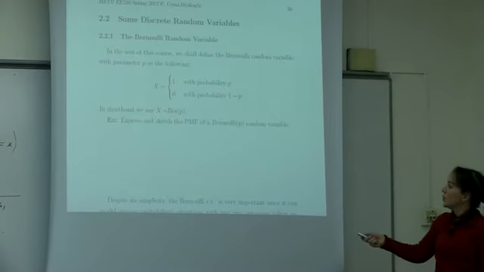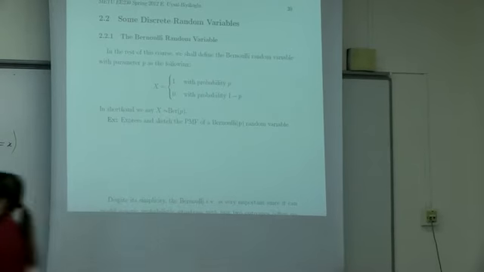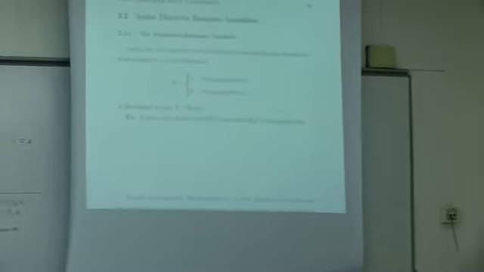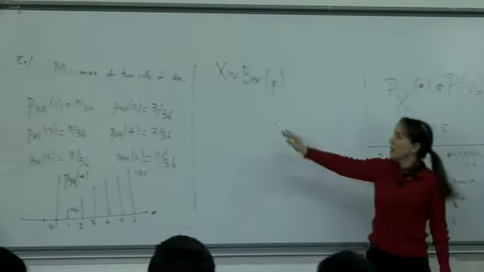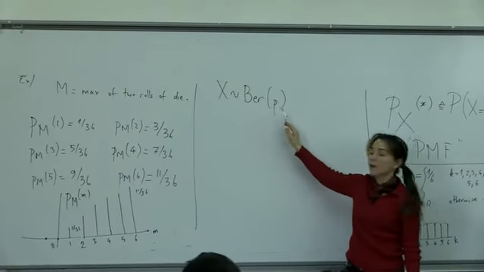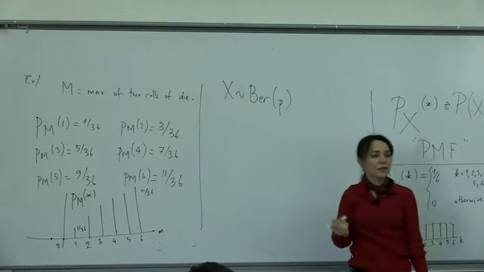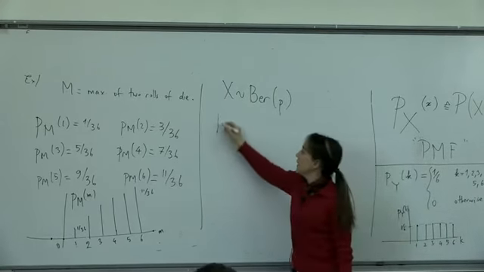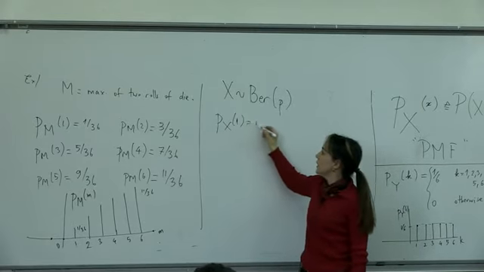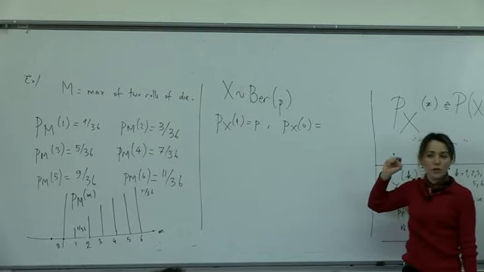Okay? So let's express and sketch the PMF of a Bernoulli p random variable. So X is Bernoulli with parameter p. This is the notation we will use. X is distributed according to a Bernoulli distribution with parameter p. What is the PMF of X? P_X of 1 is p. P_X of 0 is 1 minus p.